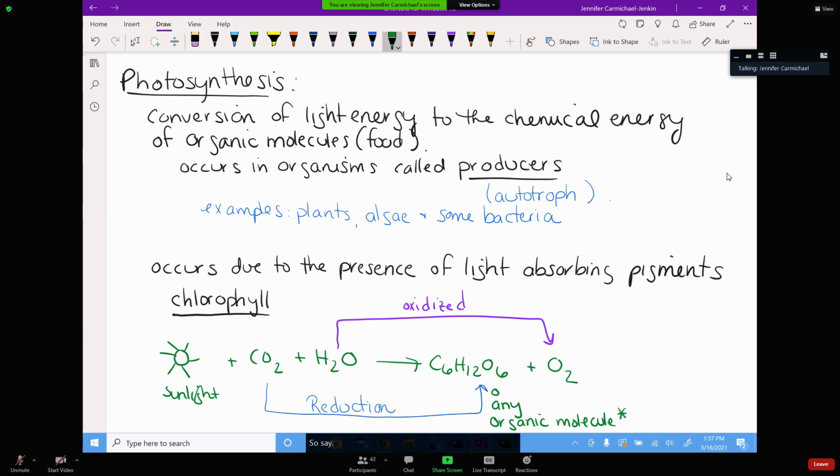So same idea that we talked about with cellular respiration. We're going to follow the hydrogens. We're going to look at membranes. We're going to see conversions of energy, and we're going to make, in this case, food, right?